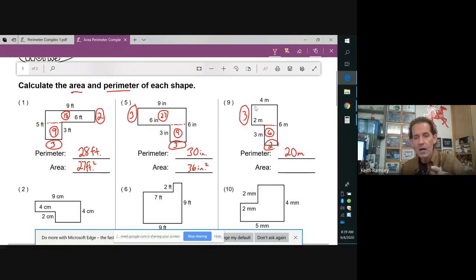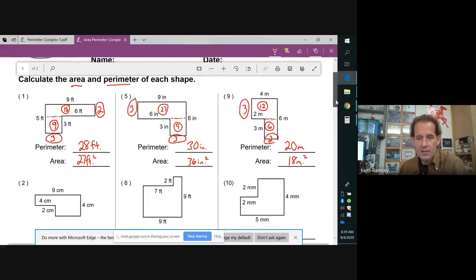And then up here, I'm going to do 4 by 3, not 4 by 6, because I don't want to count this space again. 4 by 3 is going to be 12 square meters for that top rectangle. Then combine, find the sum of your two products. So 12 plus 6 is going to be 18 square meters for the area for number 9 here.